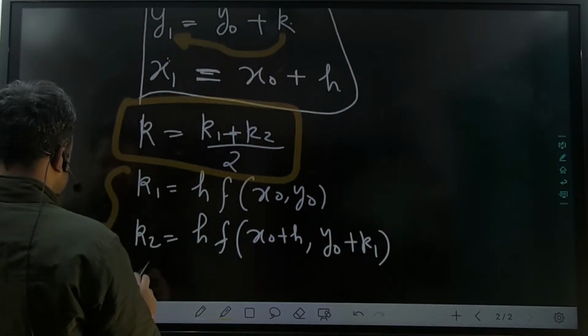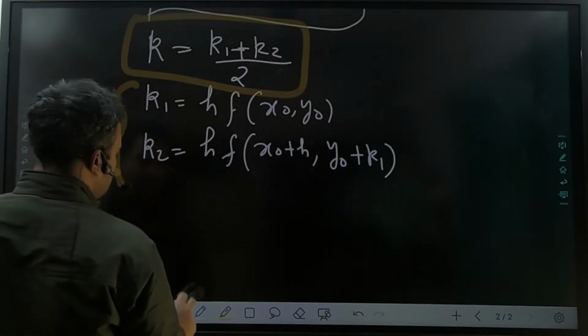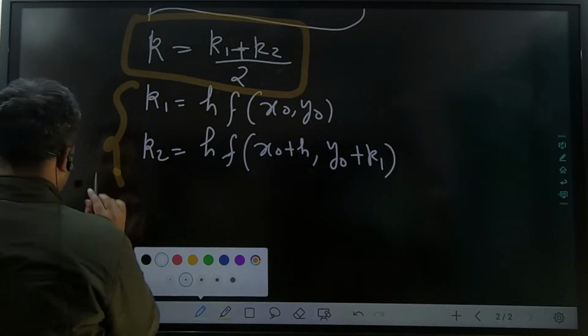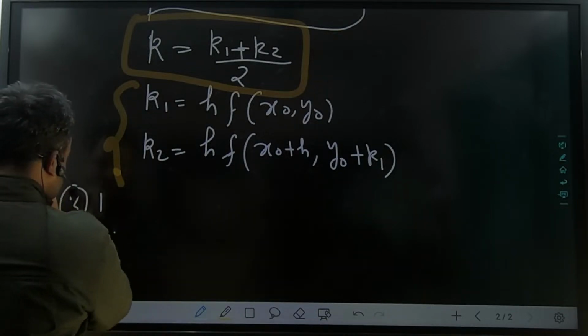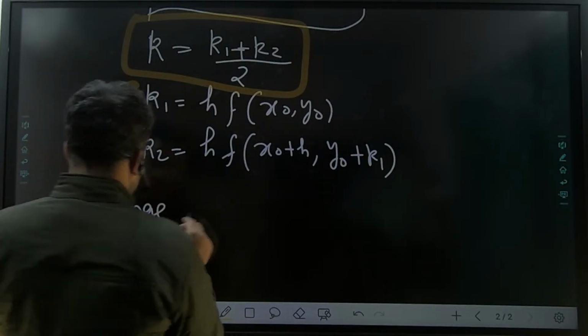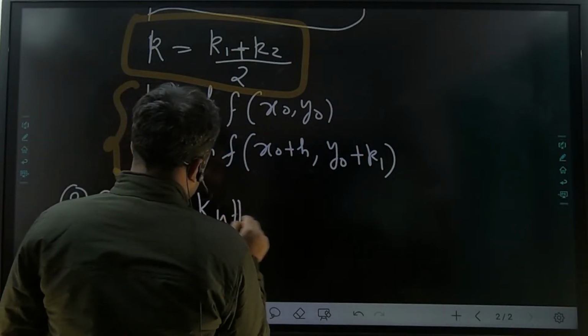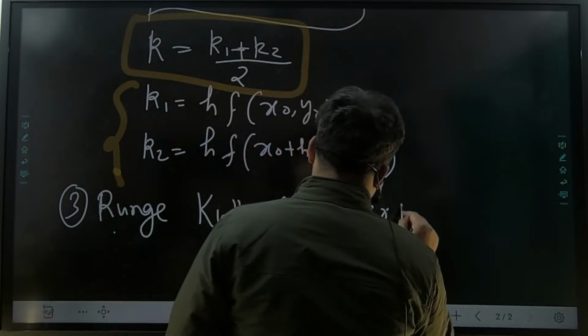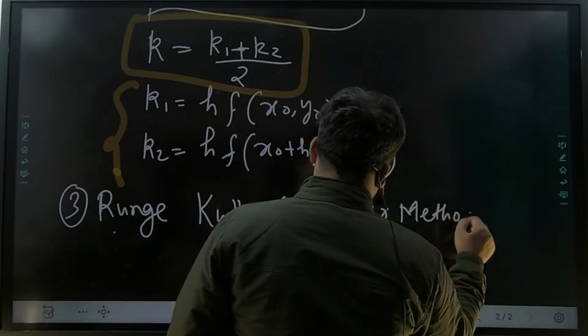So the third method is also there, that is called the Runge-Kutta method, the fourth order method. Third is Runge-Kutta fourth order method.